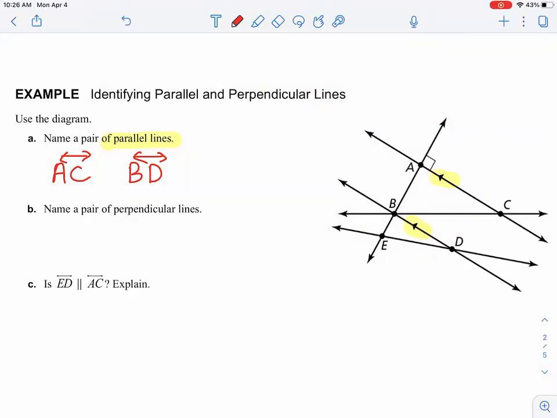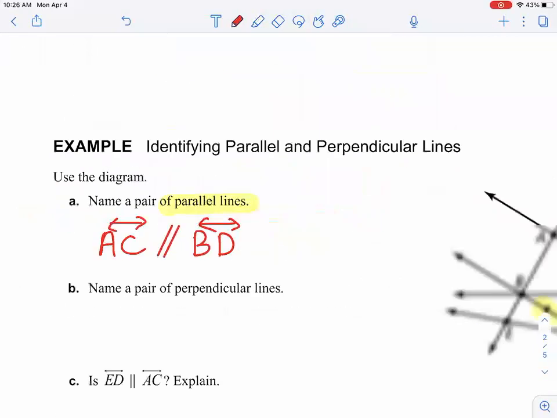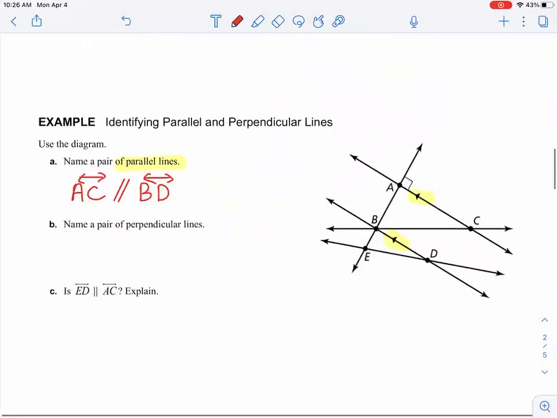All right, don't miss this up here, that if they are parallel, this little symbol right here, 2 lines kind of slanted by each other, that tells the reader, you would read that as AC is parallel to BD. That's what those 2 lines mean. That is the notation for parallel. And you can see it's right here in that part C. I'll get to that in a minute.